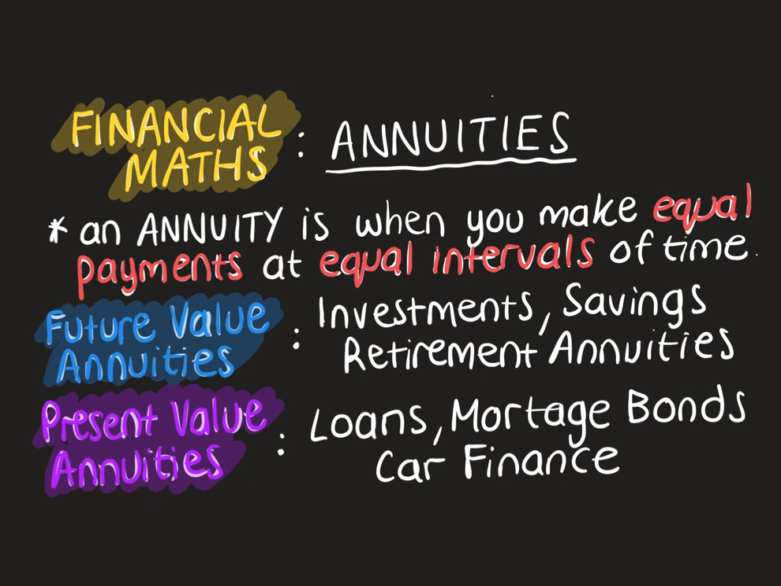So let me just first start off by explaining what an annuity actually is. An annuity is when you make equal payments at equal intervals of time. And you get two types of annuities. You get a future value annuity and a present value annuity.